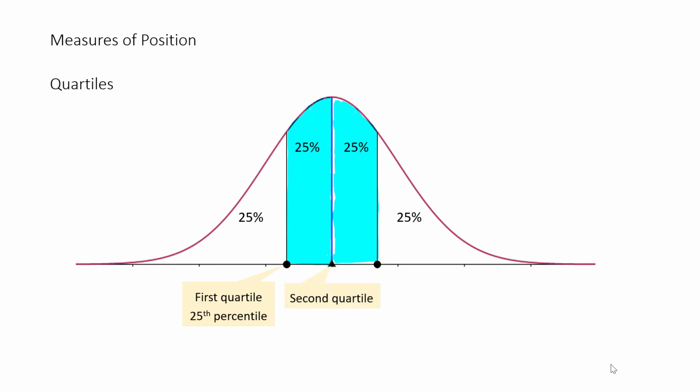The second quartile is where the mean is. It is also the 50th percentile, and it's also the median. And finally, the third quartile is to the right of the second quartile, and that is the 75th percentile.